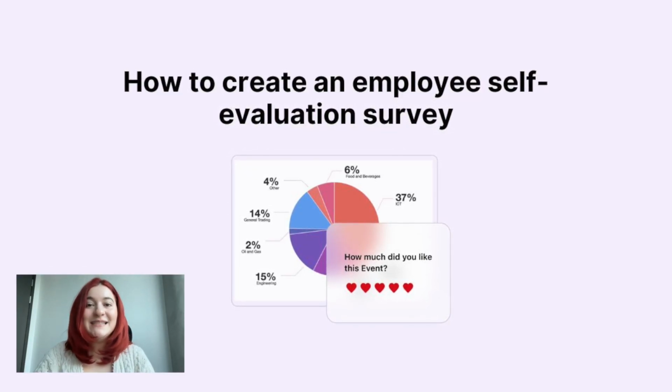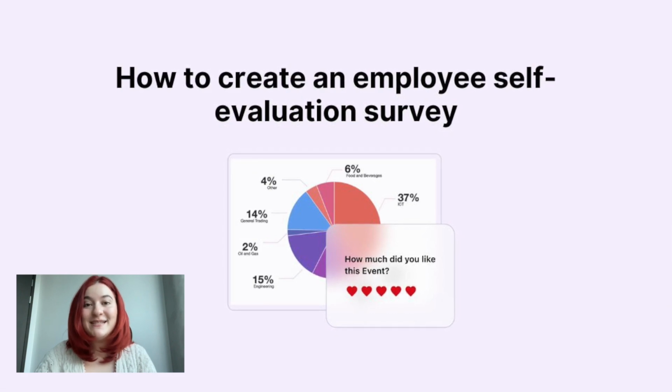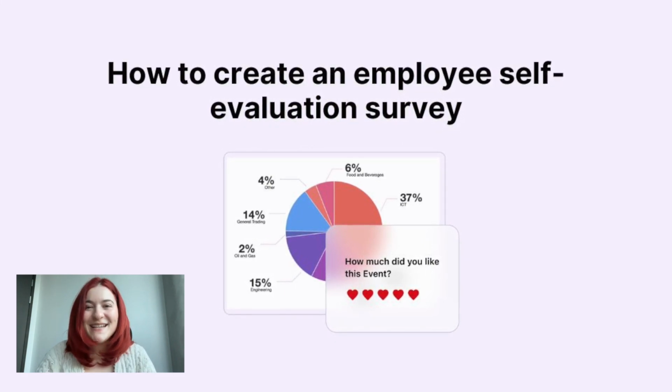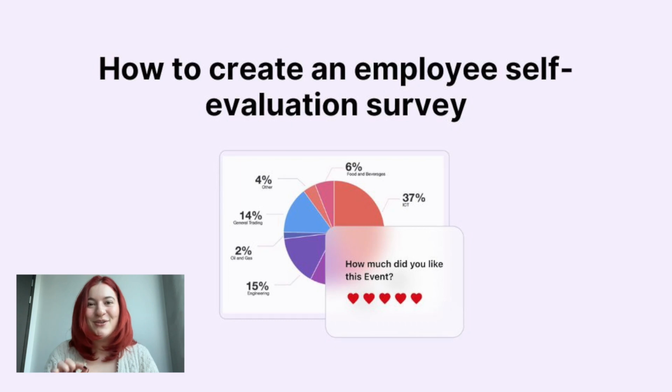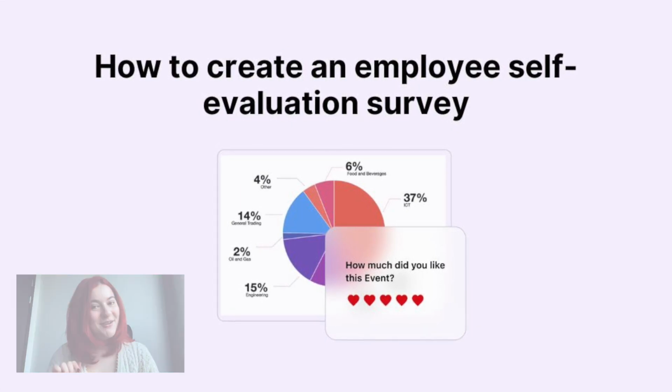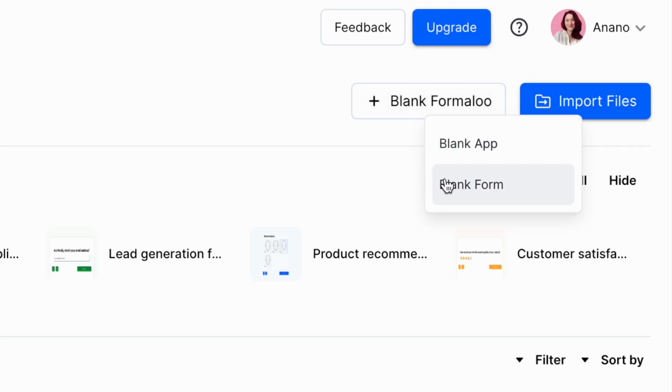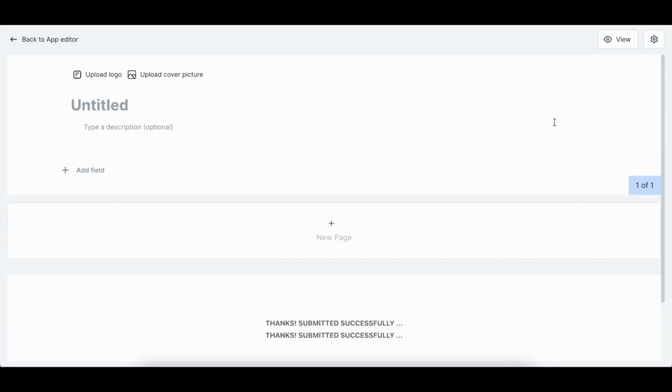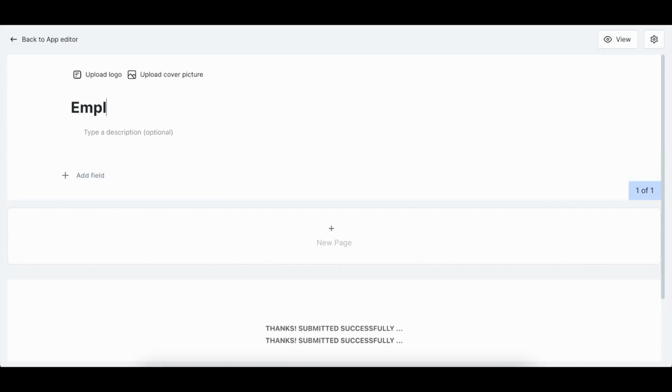In this video, I'll teach you how to create an employee self-evaluation survey that is easy to use and customized according to your specific needs. Let's start. From your dashboard, click on Blank Formaloo, then Blank Form. Here, you can start customizing the survey.